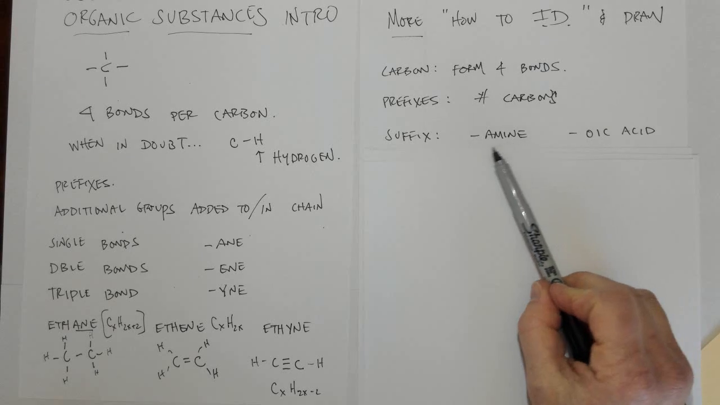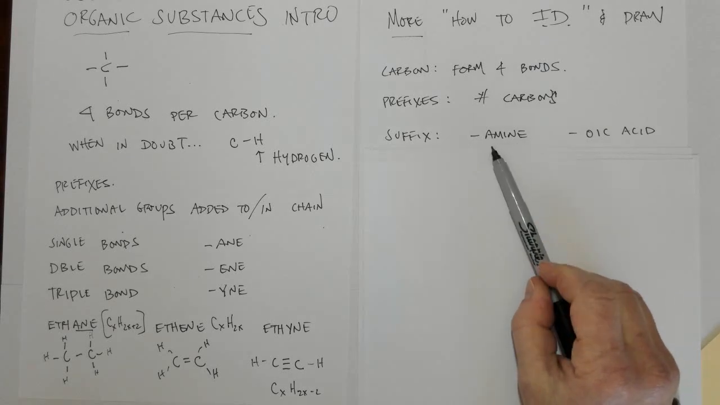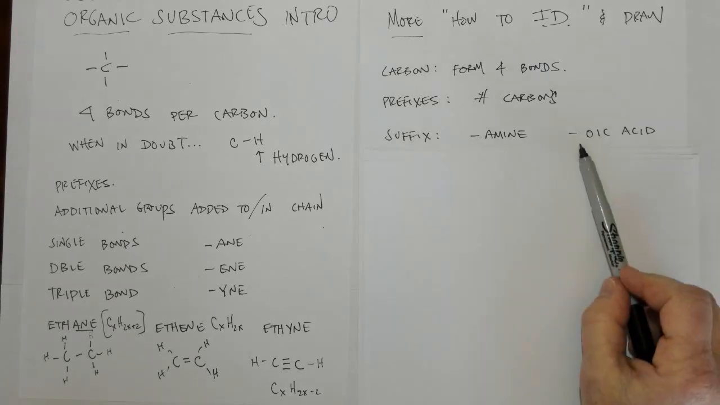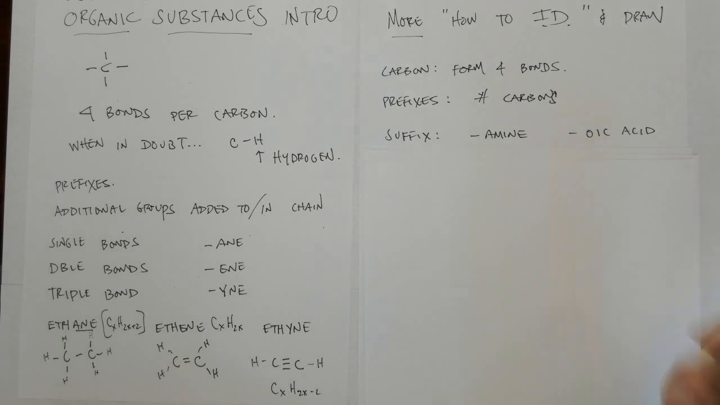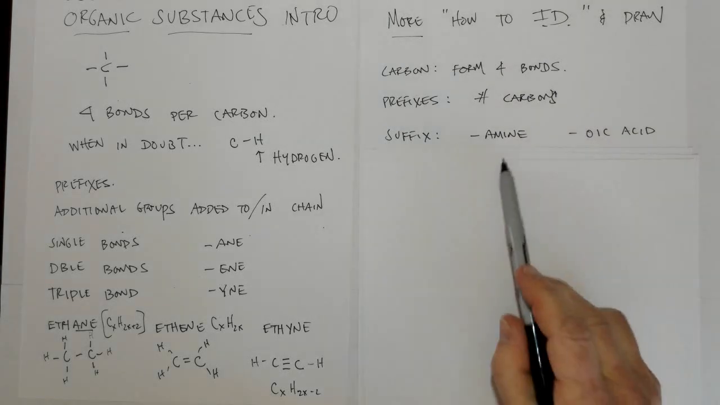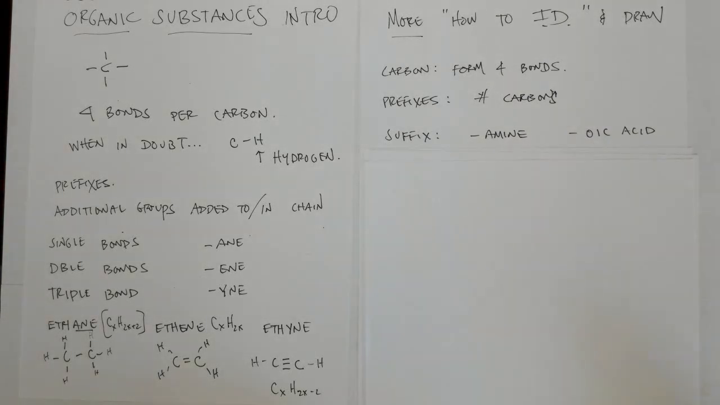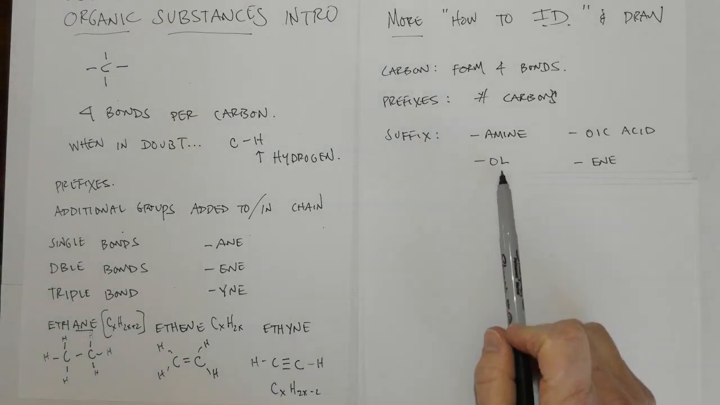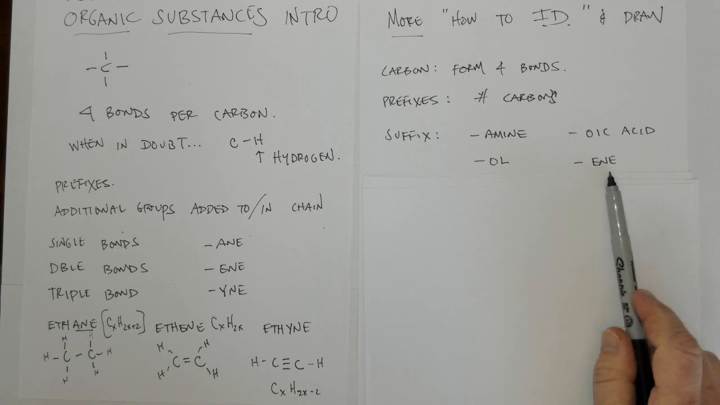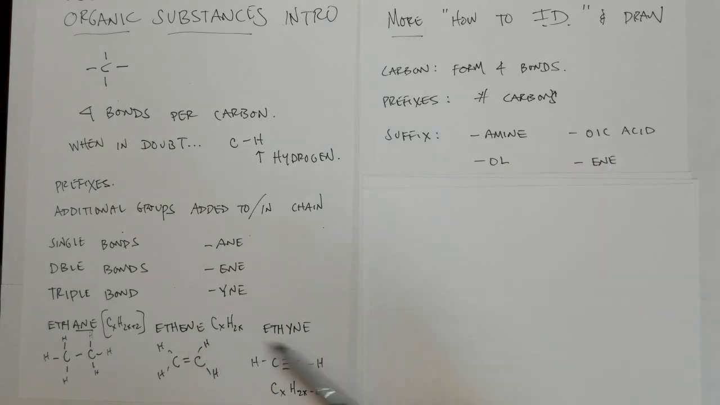There's a suffix that's -amine, A-M-I-N-E. There's one that is -oic acid, and of course that's an acid. And we'll learn about both these kinds in chapters 16 and 17. There's ones that end in -ol. These are alcohols that you've probably learned. And then there's examples of ones like -ene, -yne, and -ane as well.